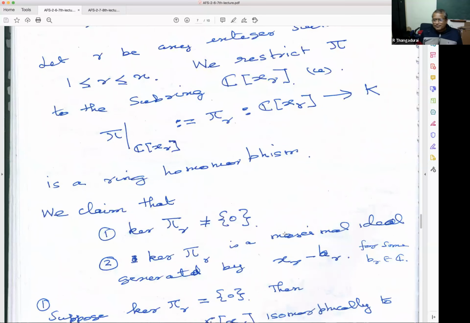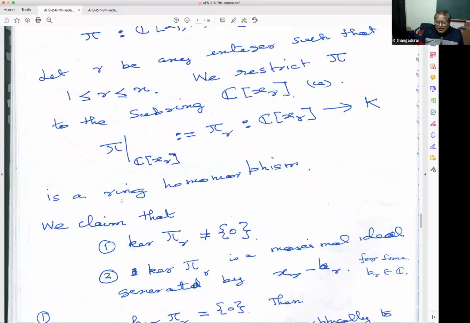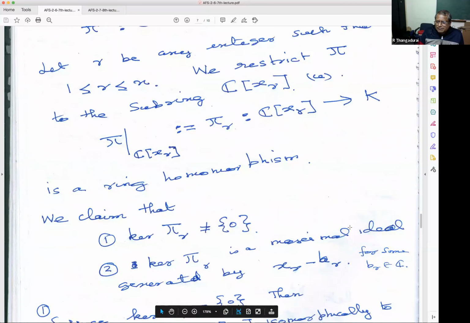What we are claiming is that this kernel cannot be 0. The kernel of pi_r cannot be 0, and the kernel of pi_r is a maximal ideal. So once it cannot be 0, the second claim is that it is a maximal ideal generated by xr minus br for some complex number br.